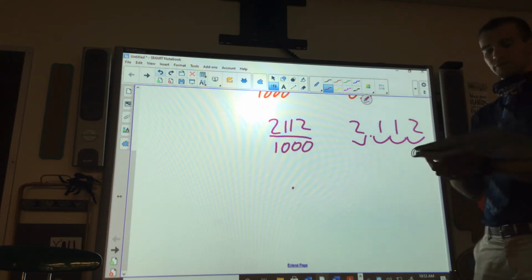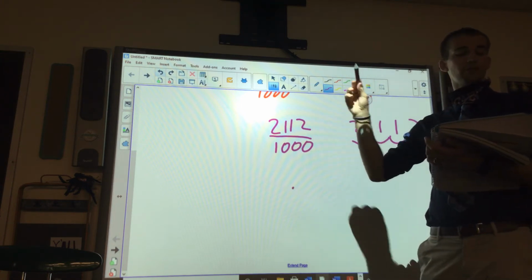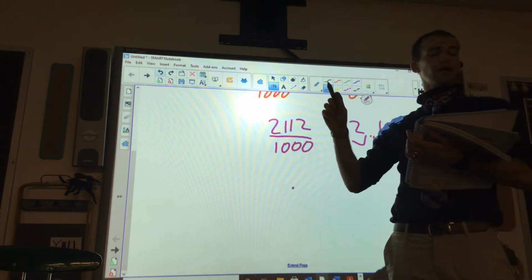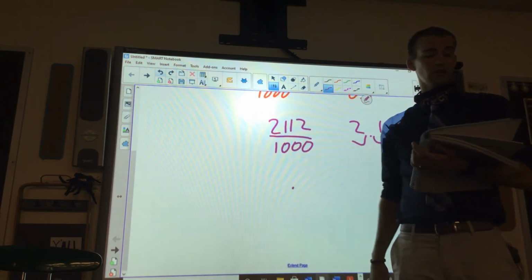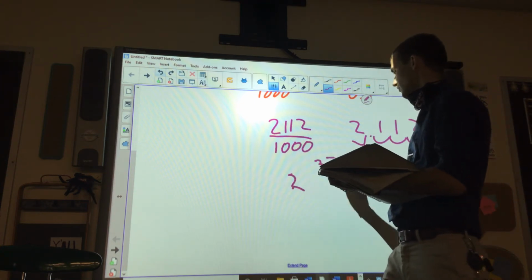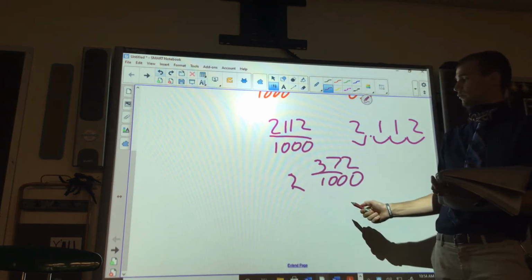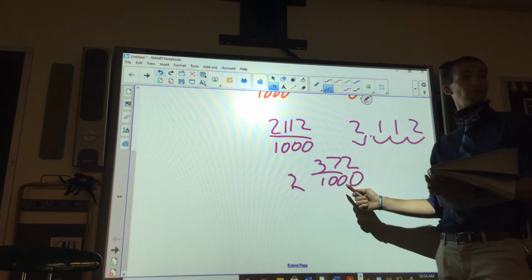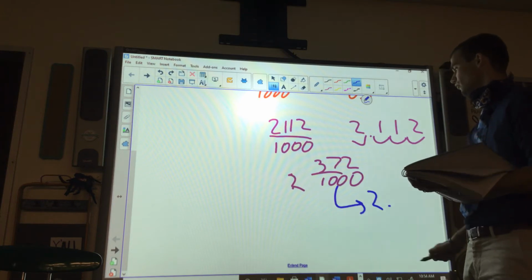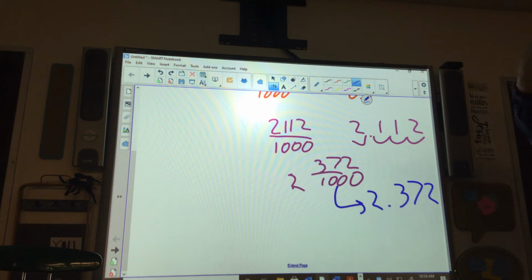All right, if you look at the top of page 12, it says express 2 and 372 thousandths as a decimal. So 2 and 372 thousandths. Well, you can think of it the same way as this. It would be 2,372 thousandths, like this one. That then turns into, of course, 2.372. Still seems pretty simple, yes?